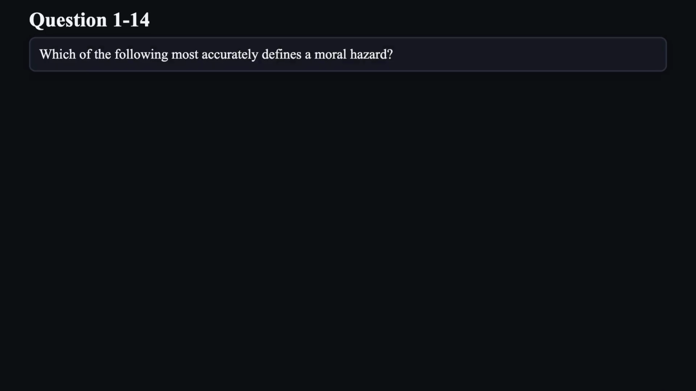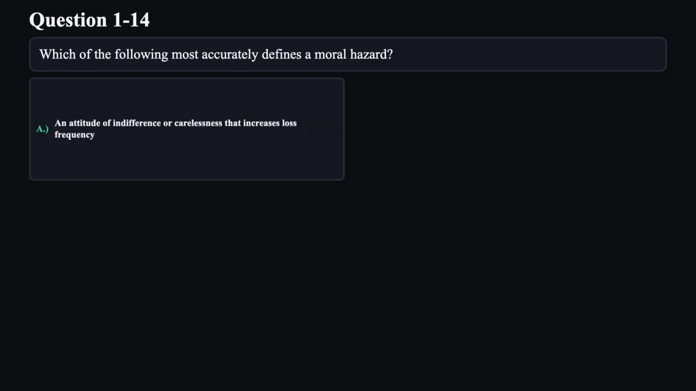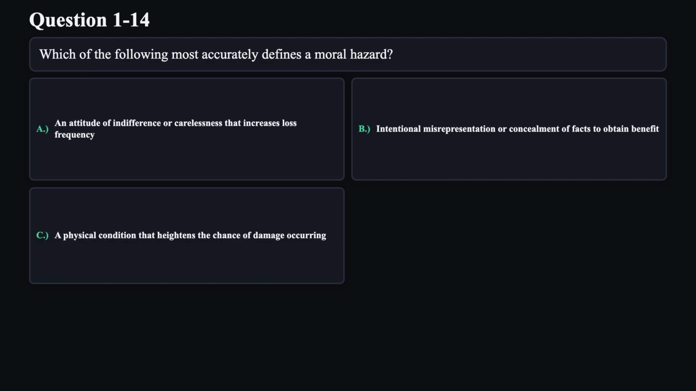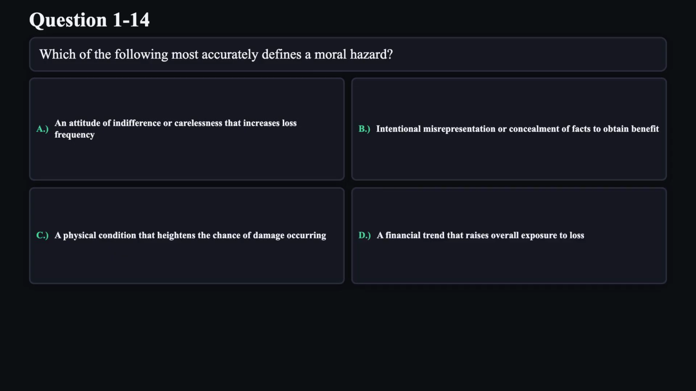Question 14. Which of the following most accurately defines a moral hazard? A. An attitude of indifference or carelessness that increases loss frequency. B. Intentional misrepresentation or concealment of facts to obtain benefit. C. A physical condition that heightens the chance of damage occurring. D. A financial trend that raises overall exposure to loss.